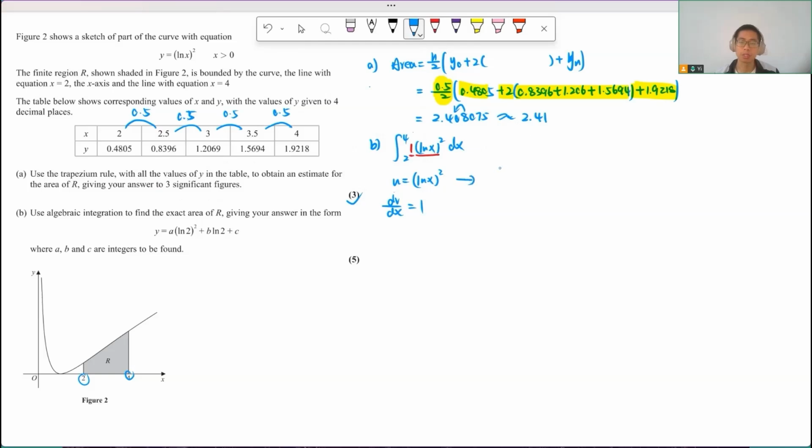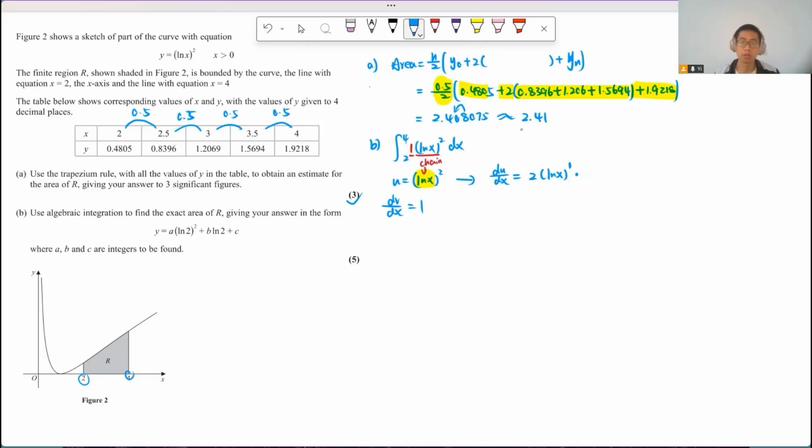And then differentiate this, du/dx is equal to, this is something squared, so we have to use the chain rule. So we bring the power down, and then minus 1 from the power, and then we times by the derivative of the chain, because it's not x squared, it's ln x squared. So ln x here would be the chain. So we need to multiply by the derivative of the chain.